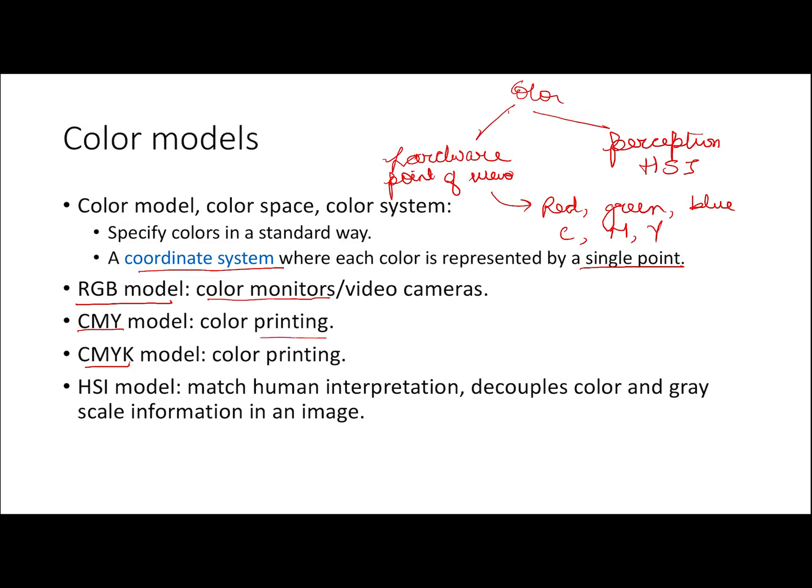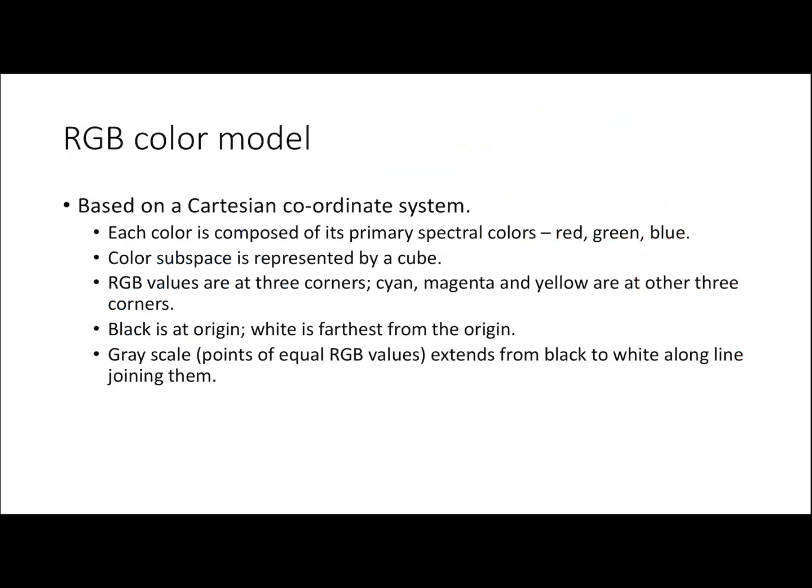The other color model that we will also consider is the HSI color model. This HSI color model is application oriented and also human perception oriented. That is how we perceive a particular color, and as we have also discussed, this HSI color model actually decouples color from the gray level information. So now let's first talk about the RGB color model.